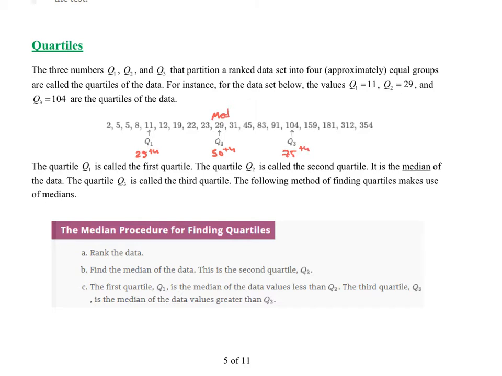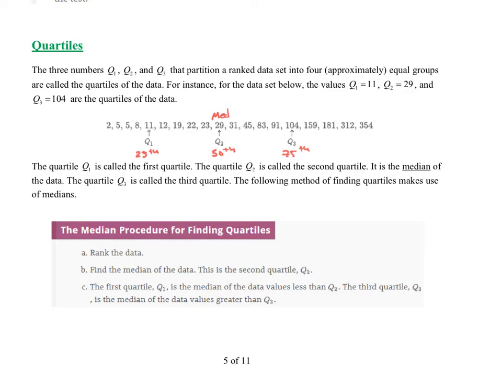Okay, the fourth quartile would be the 100th. That would just be the last score, so that's nonsense. We don't need to know that. Okay, so the three numbers Q1, which is your first quartile, Q2, your second quartile, and Q3, your third quartile, that partition a ranked data set into 4 approximately equal groups are called the quartiles of the data. So they're not exactly equal, and you'll see why shortly.